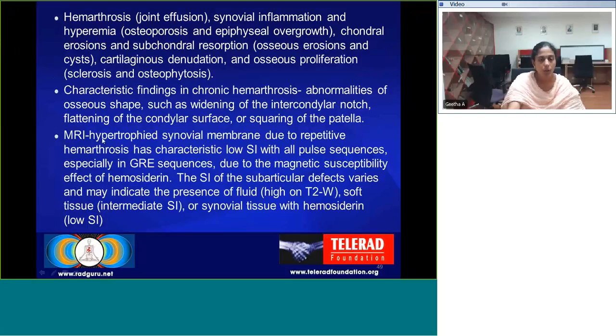On MRI, hypertrophic synovial membrane due to repetitive hemarthrosis is seen, which has a low signal intensity on all pulse sequences, especially in GRE, due to the magnetic susceptibility effect of hemosiderin. Signal intensity of the subarticular defects varies and may indicate presence of fluid, that is high T2, soft tissue intermediate signal intensity, or synovial tissue with hemosiderin, that is low signal intensity.